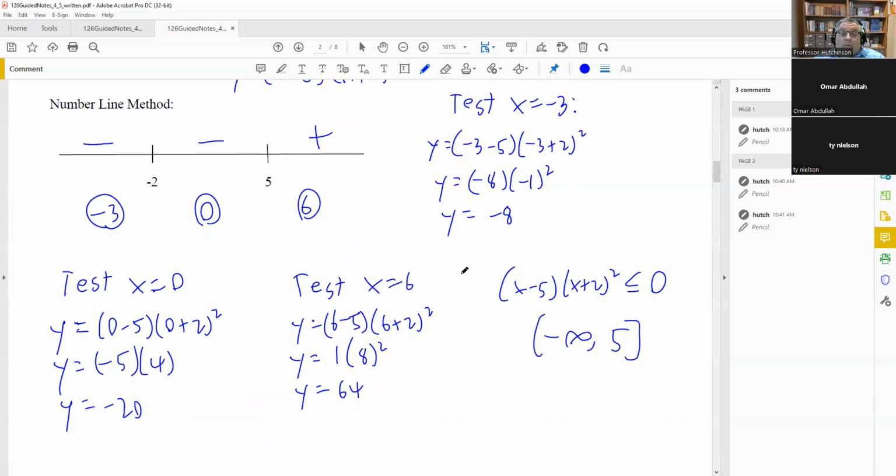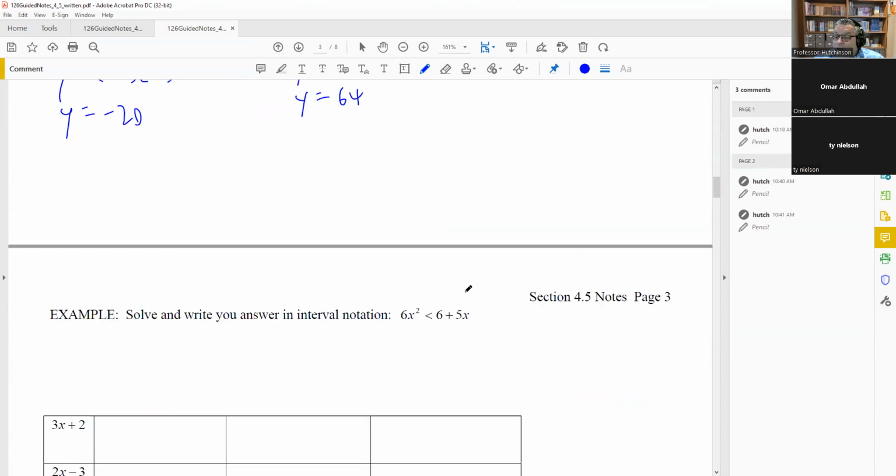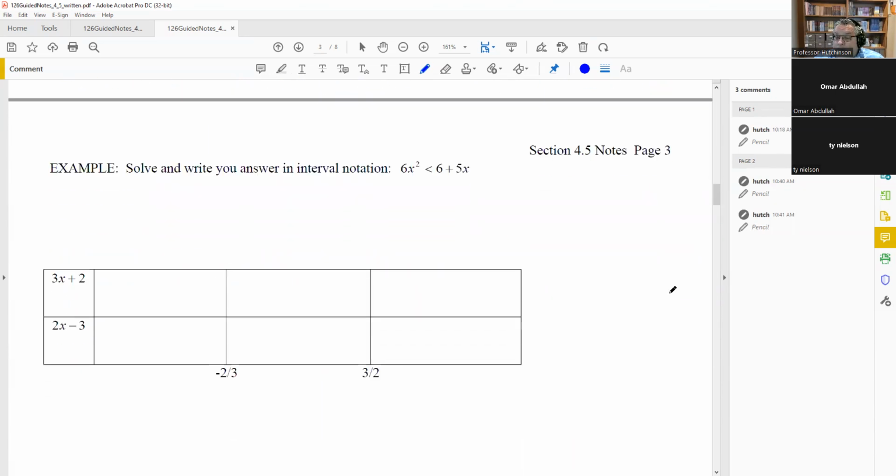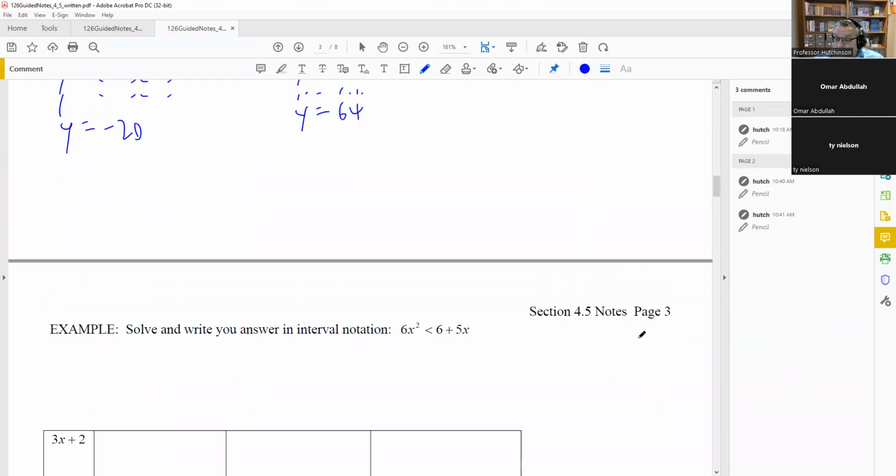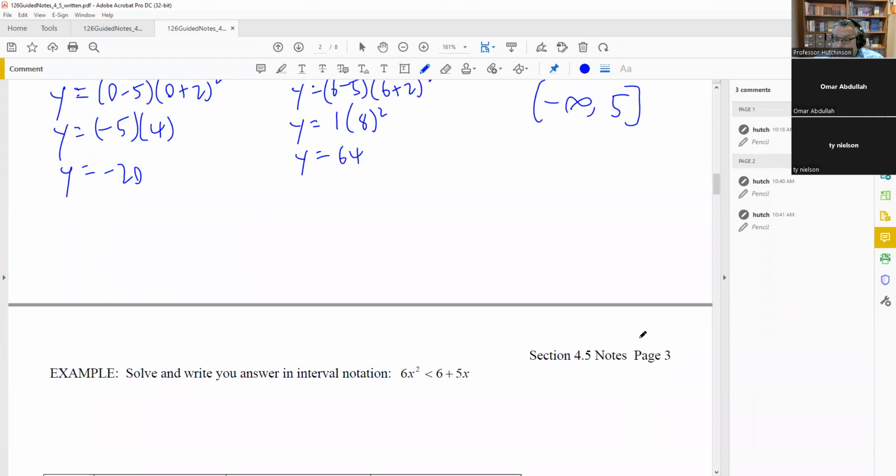So for the next problem, I'm going to show both methods as well. I'll show a number line method and table method again for that. So let's go ahead and do that for this next one. Okay, so let's actually not show the table now and just show you what you would do ahead of time.